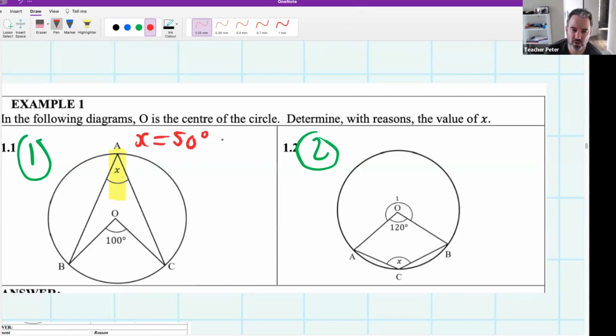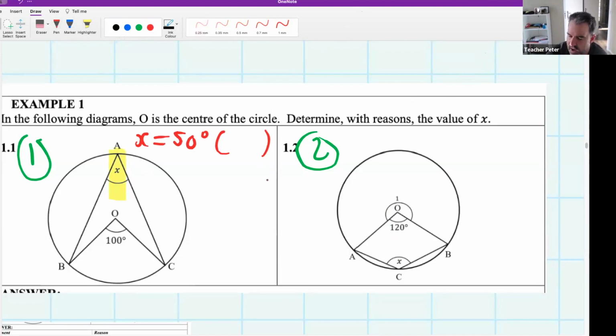The convention when answering these questions is always to give a reason. But for today, I just want to focus mainly on getting used to the shapes, and then we'll add the reasons as we go. All right, what about the second one? The second one's a bit tougher.